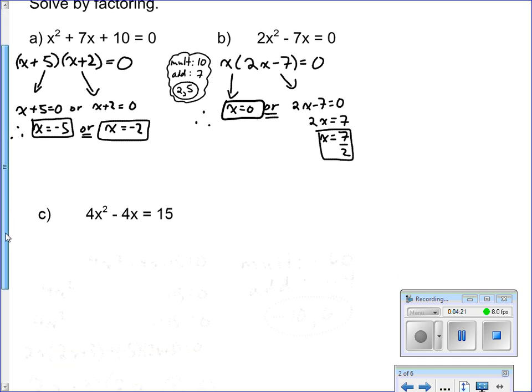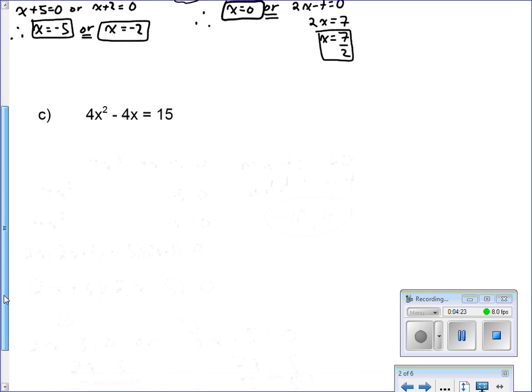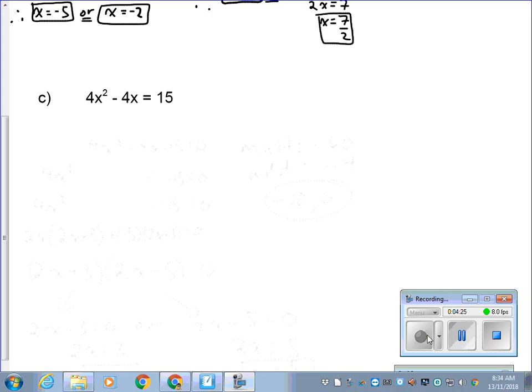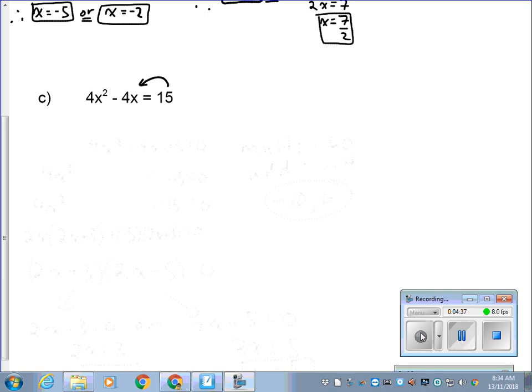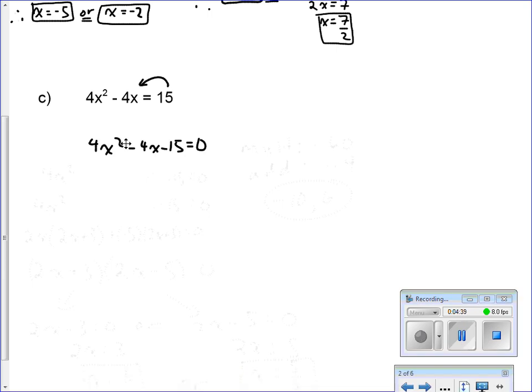When we do this problem, we're literally just bringing the 15 over to the right side to make our equation equal to 0. In doing so, we're going to get an equation that looks like this: 4x squared minus 4x minus 15 equals 0.